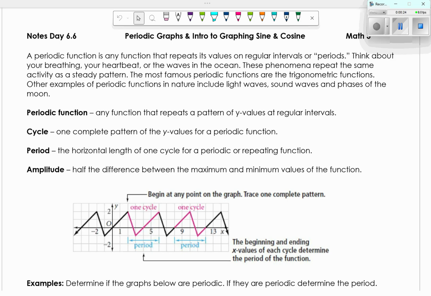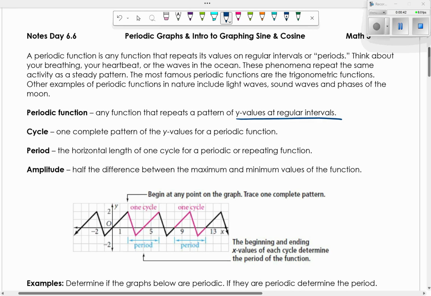The most famous periodic functions are the trigonometric functions, which is what we're looking at, sine and cosine. Other examples of periodic functions in nature include light waves, sound waves, and phases of the moon. So a periodic function is any function that repeats a pattern of y values at regular intervals. One complete cycle is one complete pattern of y values for a periodic function. The period is the horizontal length of one cycle before it starts to repeat. And the amplitude is half the distance between the max and min values of the function.